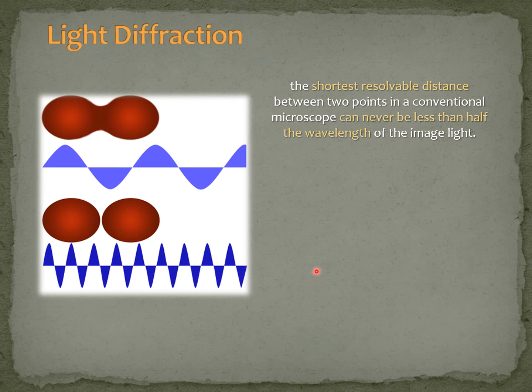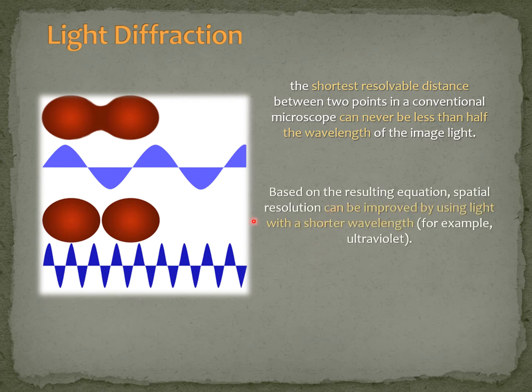And according to Abbe's law, we will never be capable of separating two points if they are so close that the distance is less than half of the wavelength of the light that we're using to see the object. So this is the minimum distance between two objects that allows us to separate them.